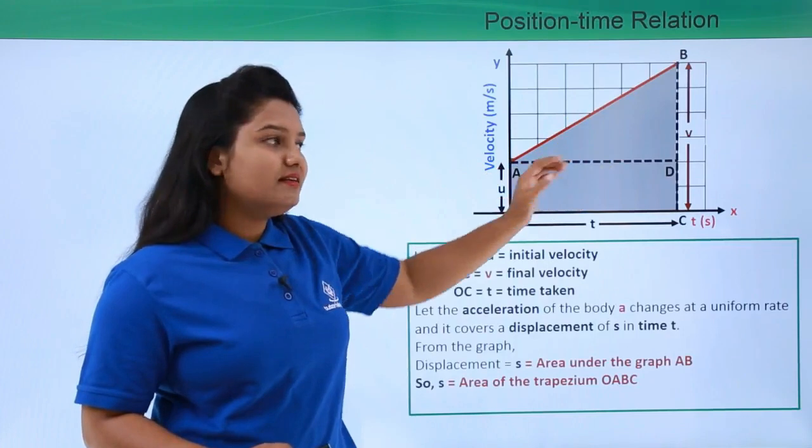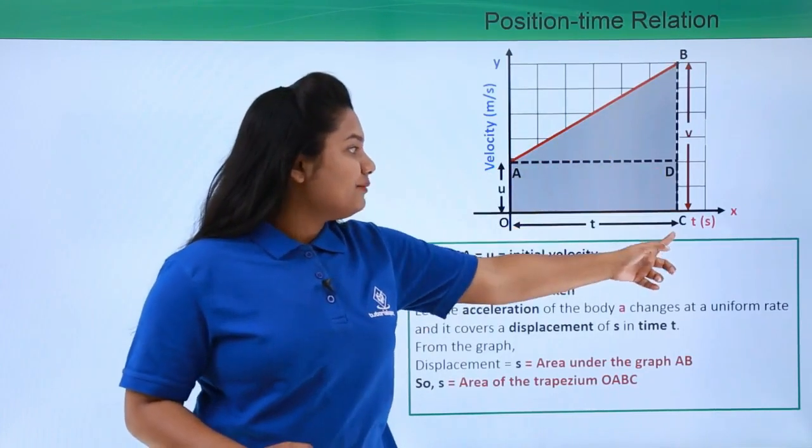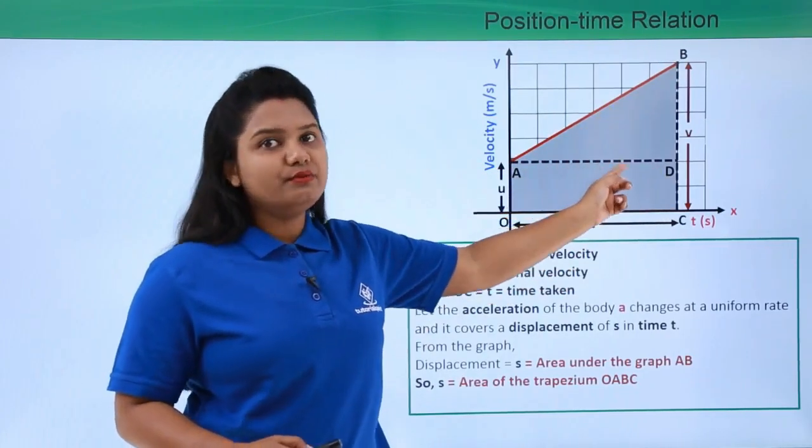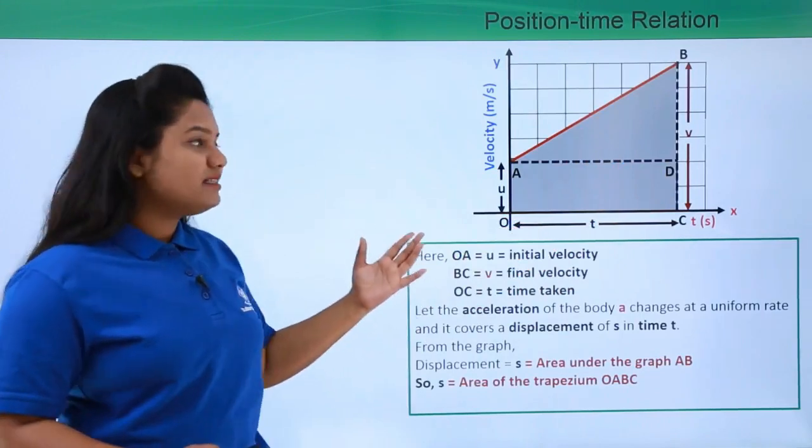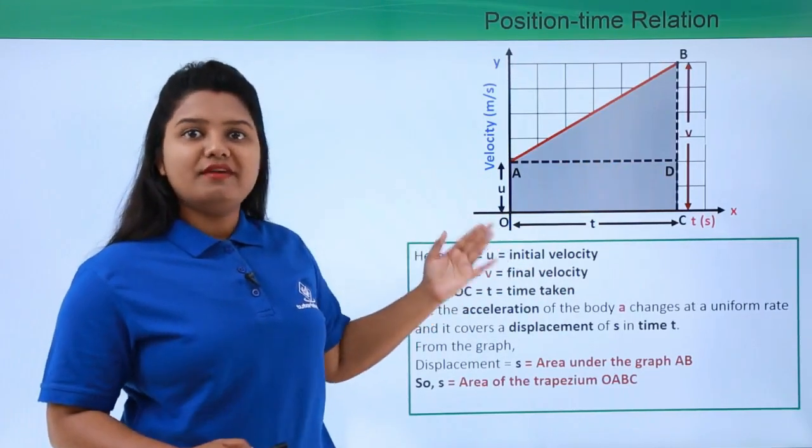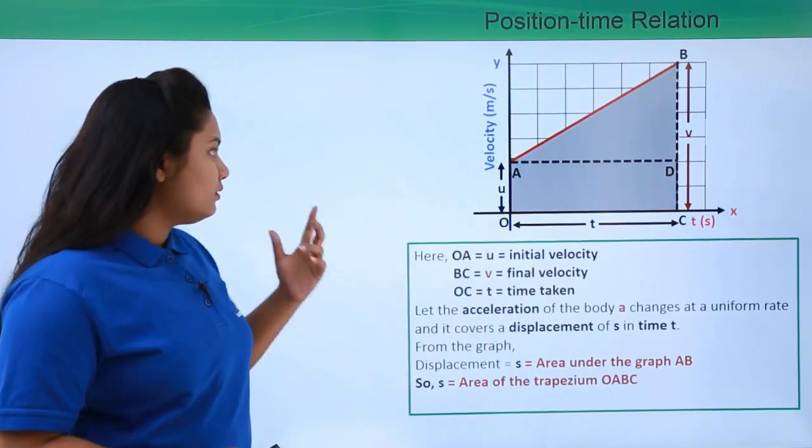the area of the rectangle OADC, and then adding up these two areas. So that's the procedure that we are going to follow to find out the displacement. So let's move ahead.